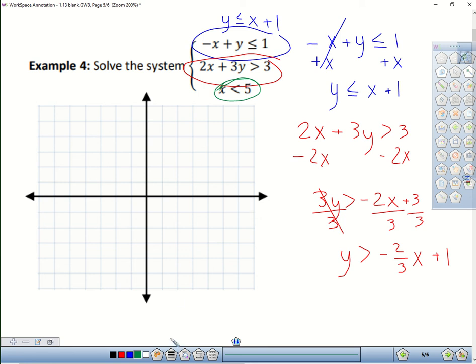So let's go ahead and graph this. Let's look at the blue one first. My y-intercept is 1, and my slope is 1, which means I'm going up 1 and over 1.